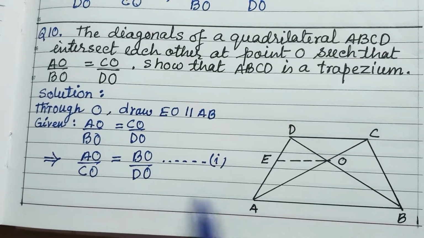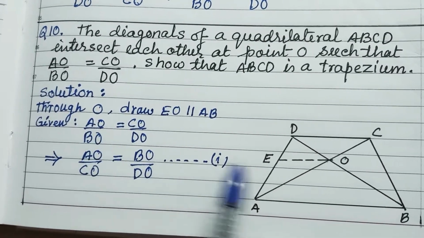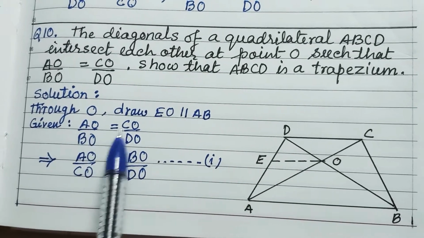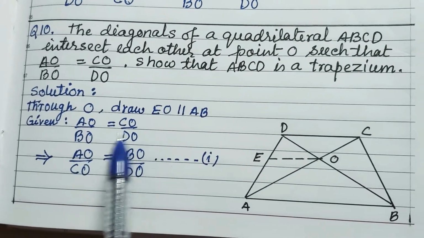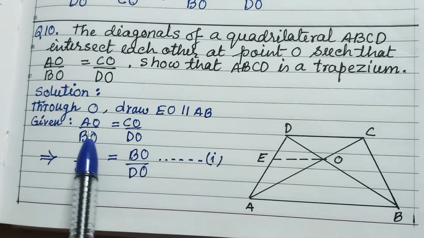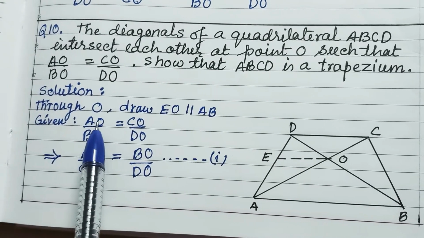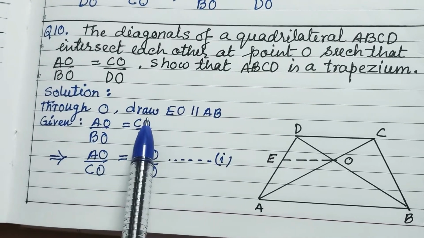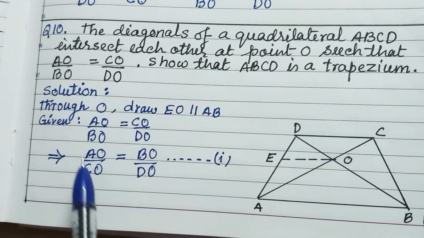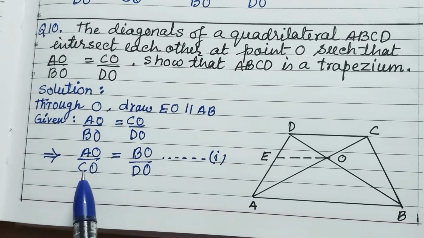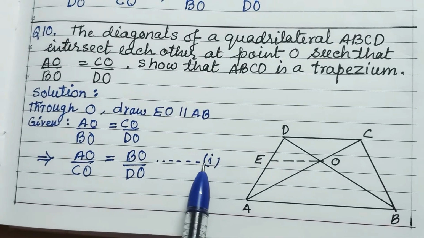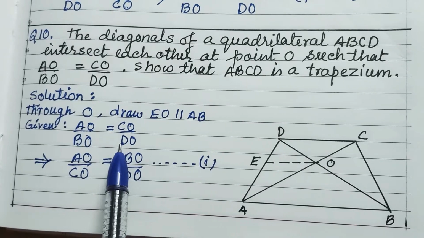Now AO upon BO equals CO upon DO is given. Here you cross multiply: AO upon CO, and BO can shift here. So AO upon CO is equal to BO upon DO. It is the first relation we have got from the given part.